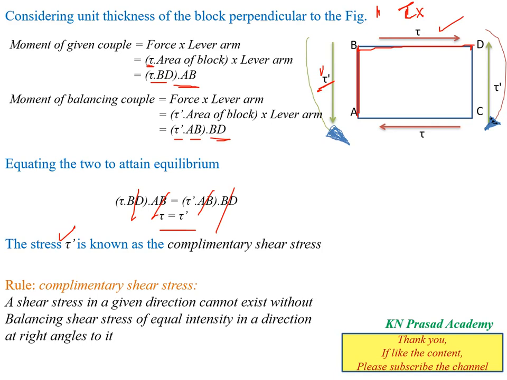The rule of complementary shear stress is: a shear stress in a given direction cannot exist without a balancing shear stress of equal intensity in a direction at right angles to it. This is what we call the complementary shear stress. To maintain the equilibrium condition, the same amount of shear stress is applied in the direction at right angles to the applied shear stress.